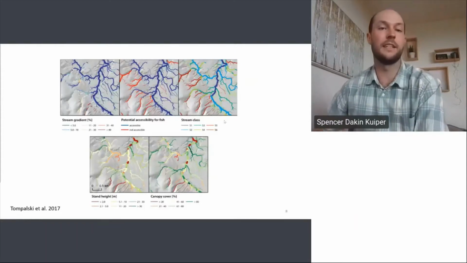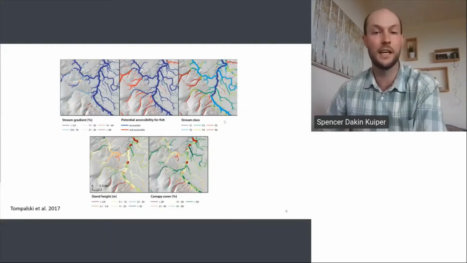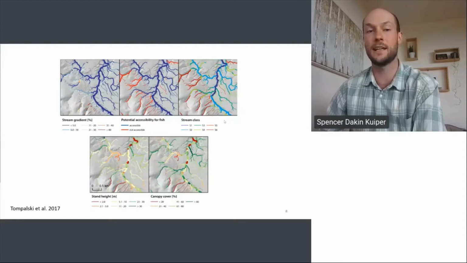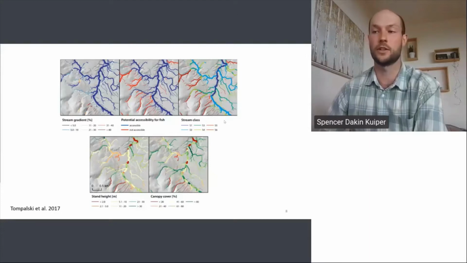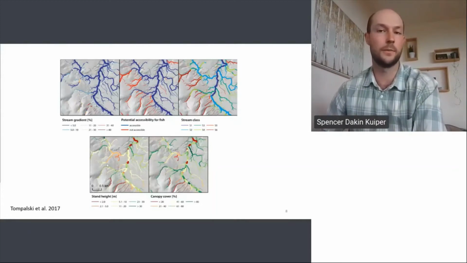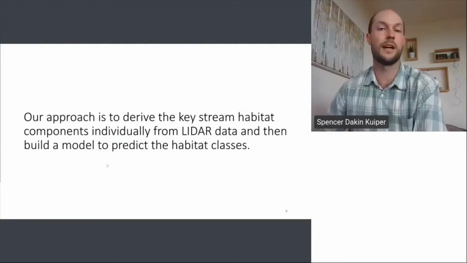So then we can see there's a variety of attributes we can pull using only LiDAR data. We can overlay stand height, canopy cover, we can get the stream class, we can look at potential accessibility for fish, and stream gradient throughout a watershed. This was all research done in 2017 by Piotr Tompolsky and another member of the Integrated Remote Sensing Studio. So our approach is to then derive key stream habitat components individually from LiDAR data and build a model to predict these small scale habitat classes, moving from the broad watershed level to small scale stream reaches.